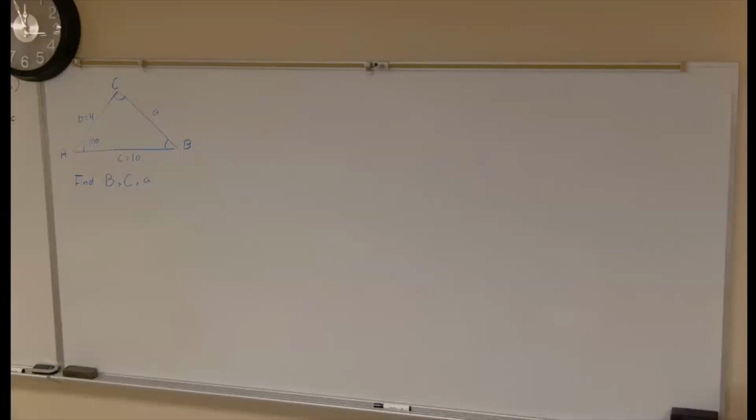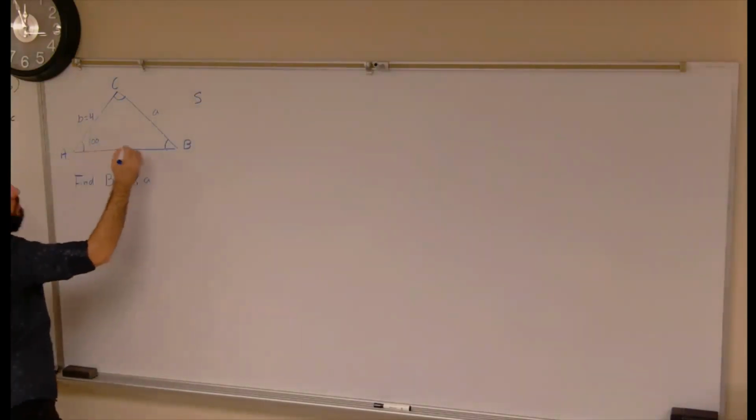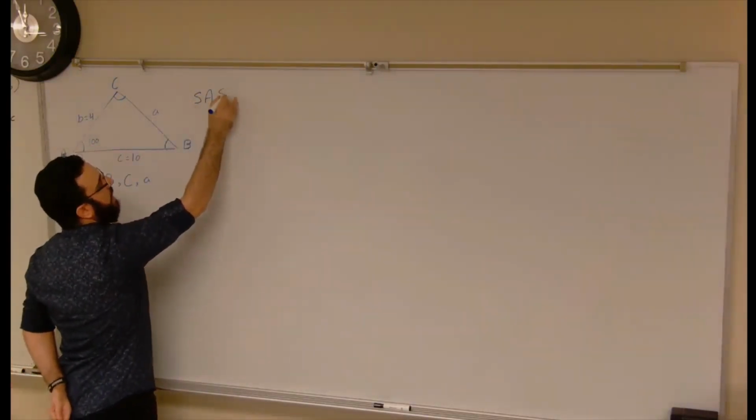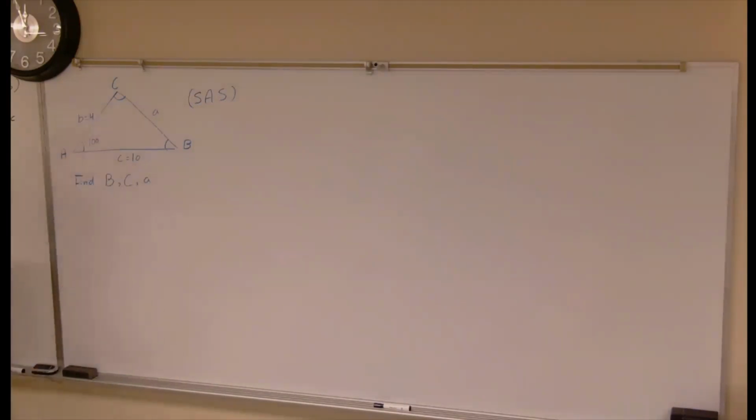They're just going to give you a triangle, and you have the side B, the angle A, and the side C. It's exactly like the same example over there. So I'm going to check: I have a side, an angle, and then a side. You see, side, angle, side. That means I'm going to use the law of cosines.